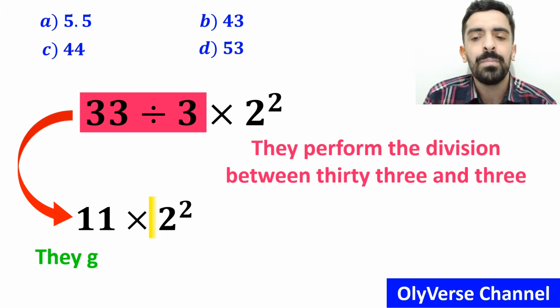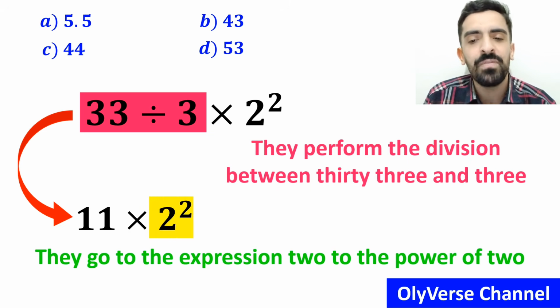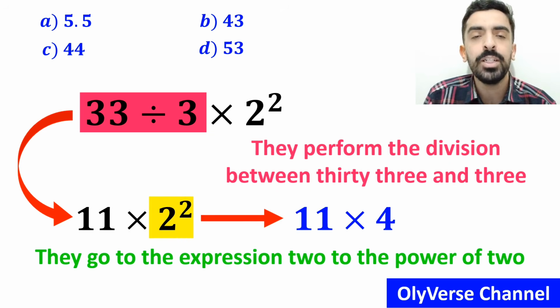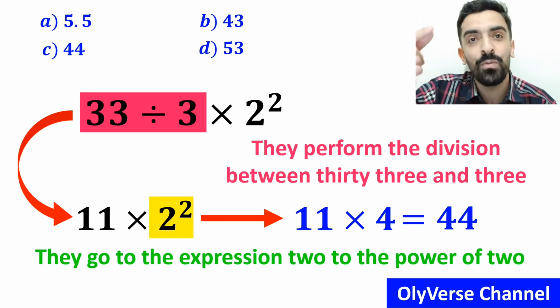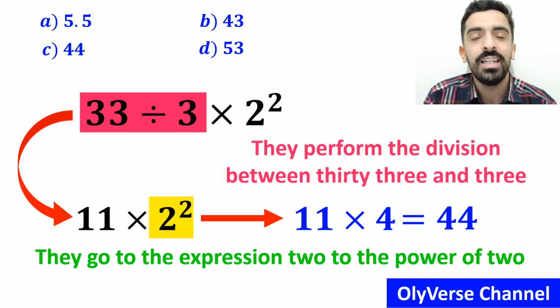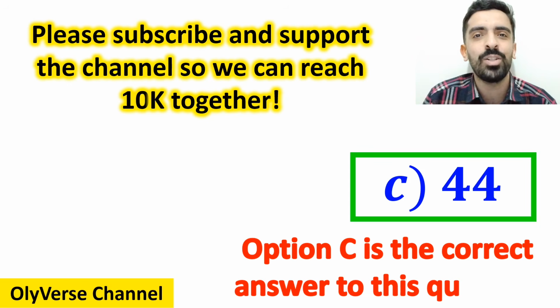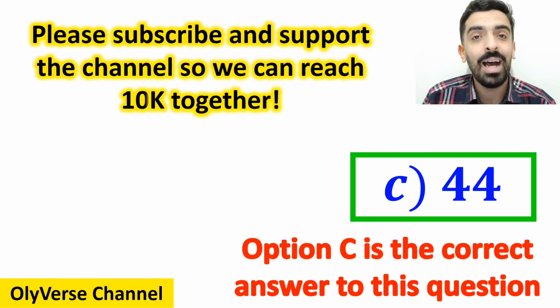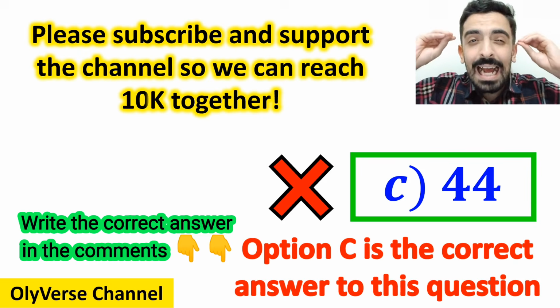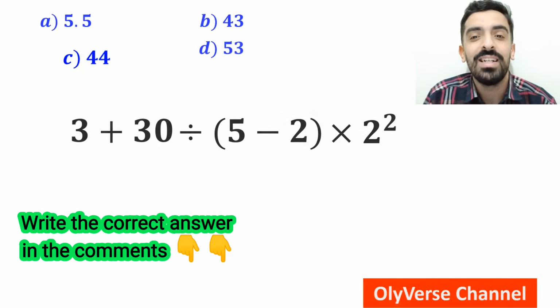And the final step, they go to the expression 2 to the power of 2 and simplify it to 11 multiplied by 4, which ultimately gives them the answer 44. Then, without any hesitation, they quickly say that option C is the correct answer to this question. However, this answer is absolutely wrong.